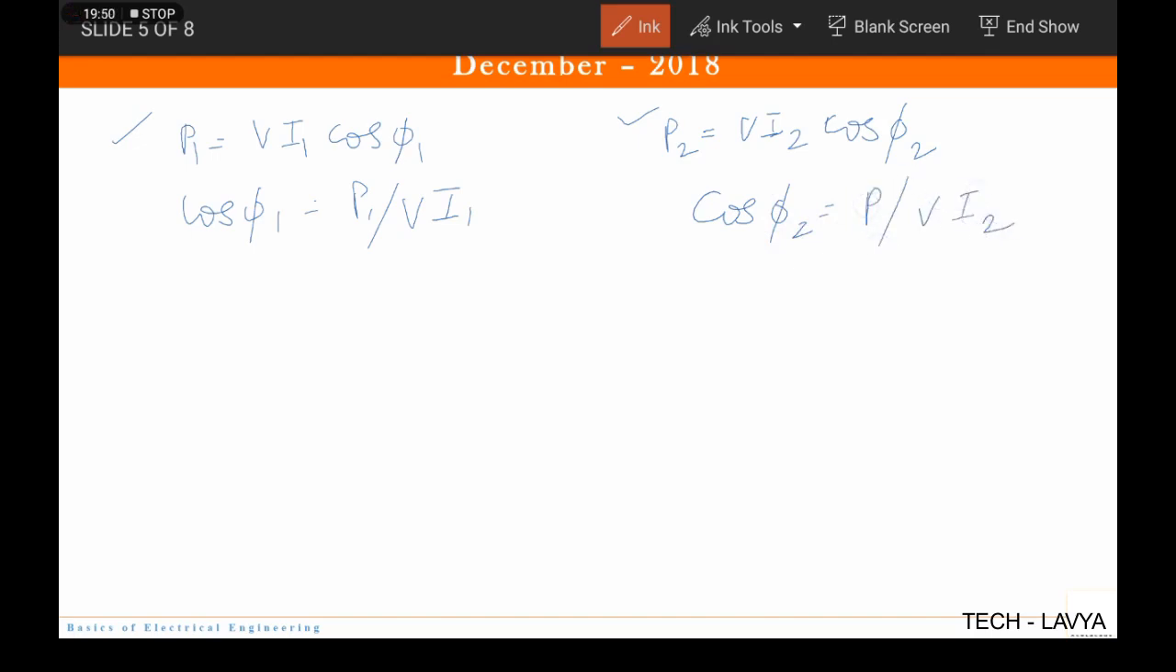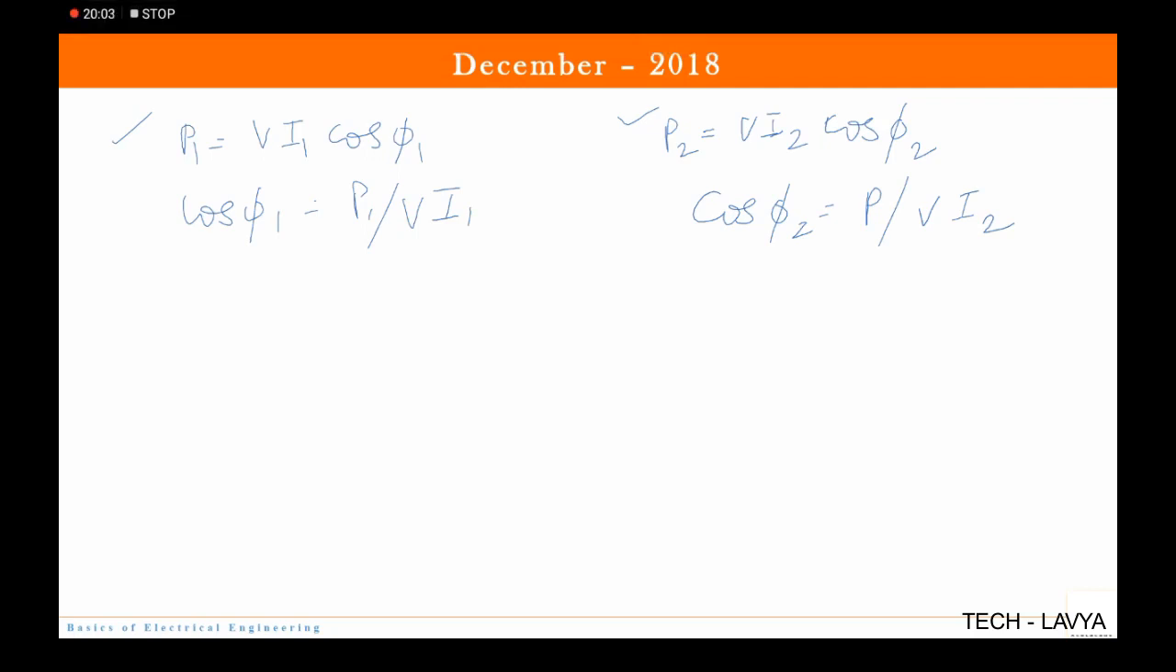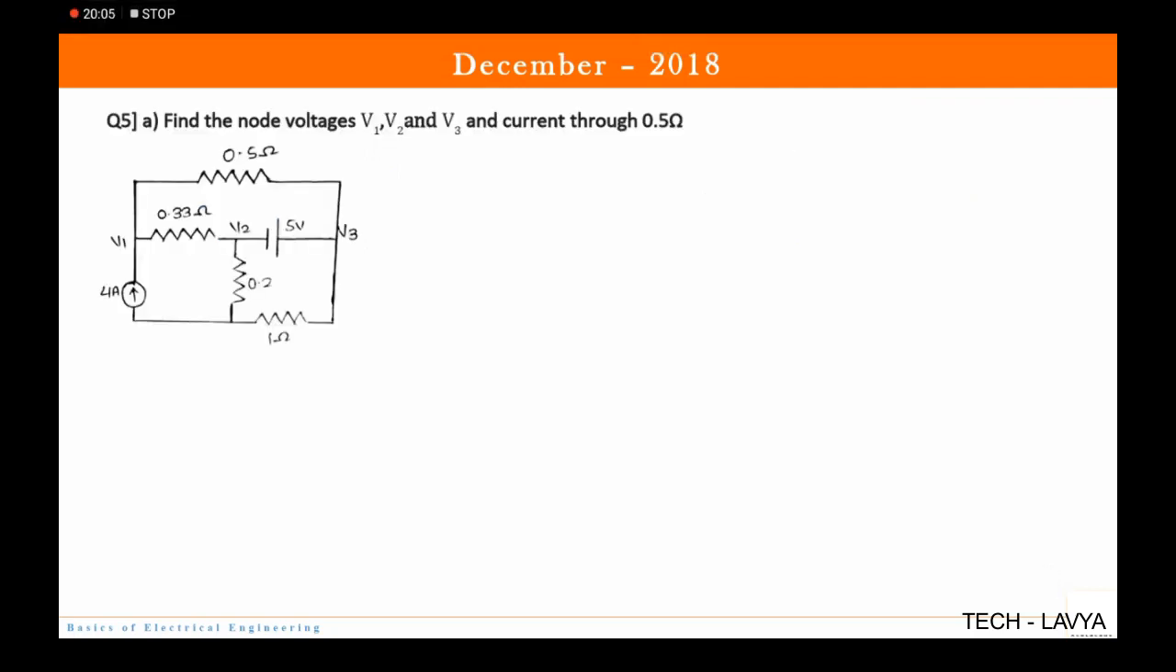So the point here I wish to convey is that we can do that. I mean, even if it had been power factor, we could have calculated because we have all the values, right? Yes. So now let us go ahead. Now here they said find the node voltages V1, V2 and V3 and the current through 0.5 ohm resistor. So they have already given V1, V2 and V3.